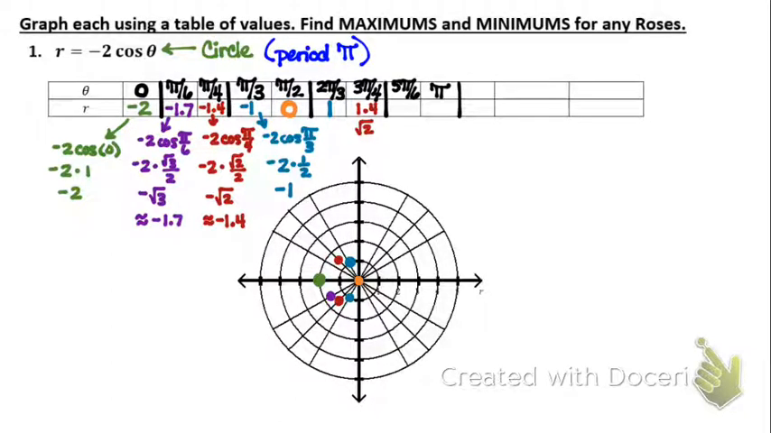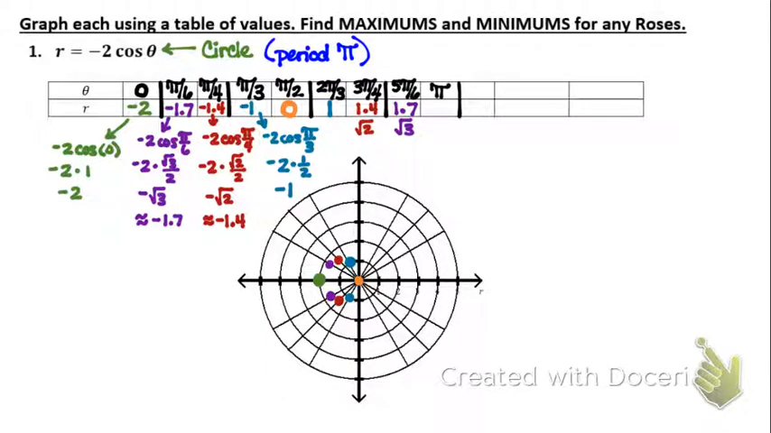5 pi over 6. Square root of 3. Because it's negative root 3 over 2 times negative 2. So we end up with a positive root 3, which is about 1.7. So that's going to go right here.